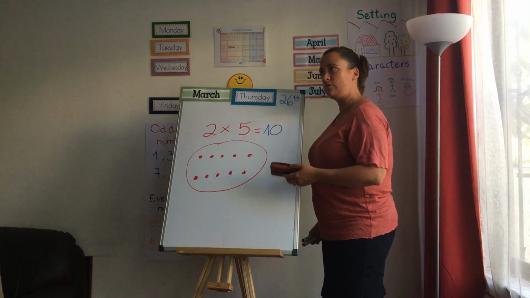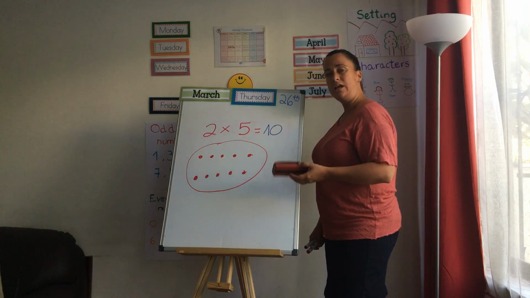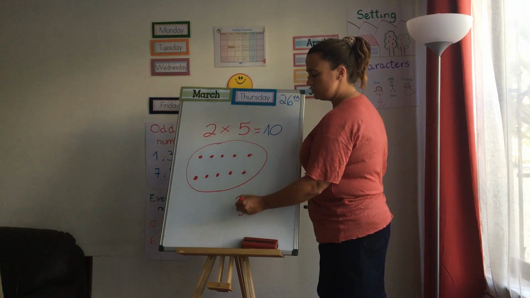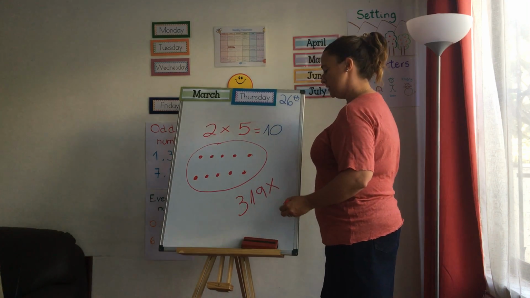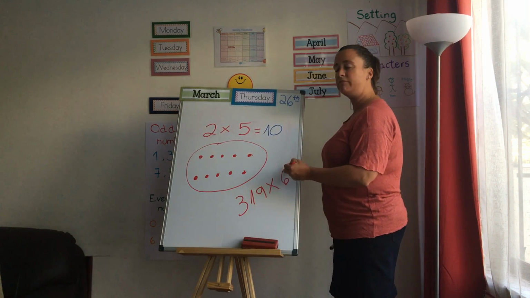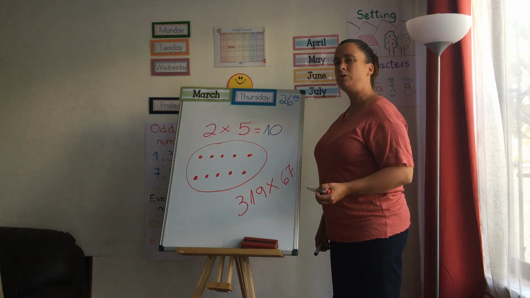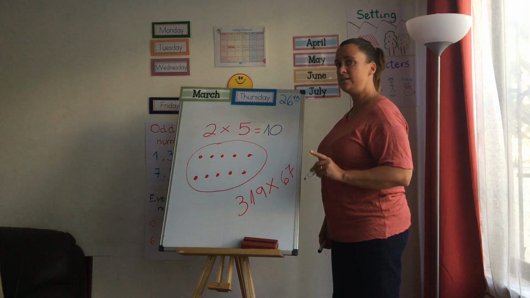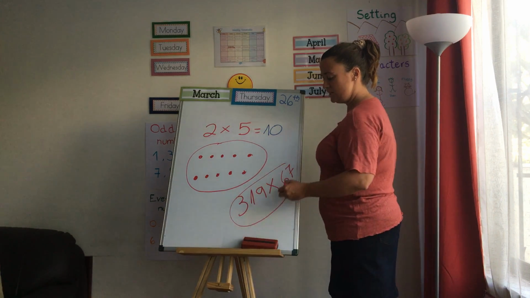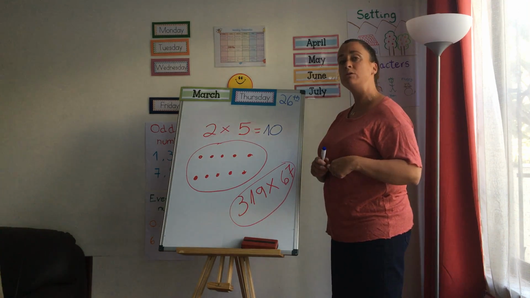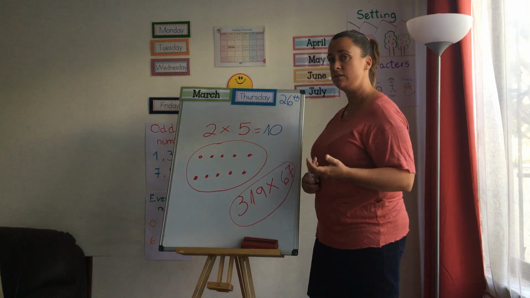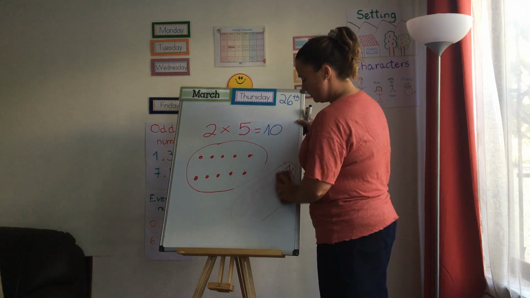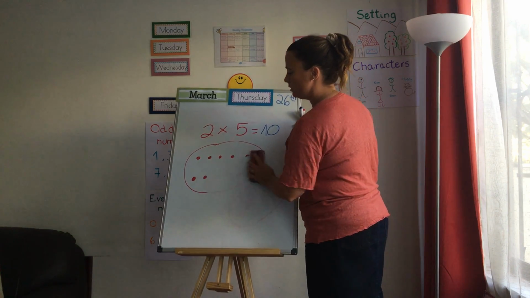This system is good for smaller numbers. Imagine if we had to multiply something like 319 times 67. We could spend years drawing balls. Yeah? That's why when we get to these kind of multiplications, we already know our timetables by heart and we don't need to do all the drawings. Let's go to another one before you guys start working on your own.